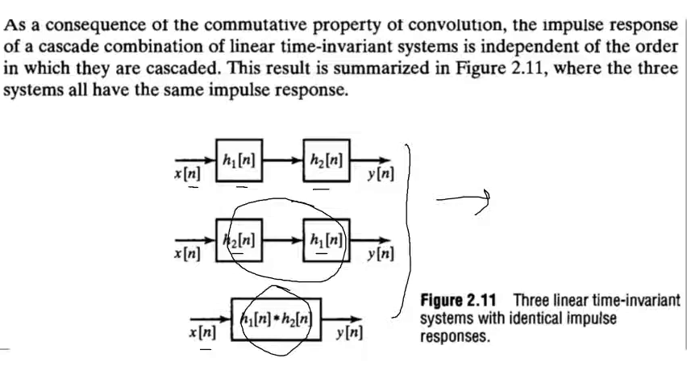This is only possible because we know that h1 and h2 are linear and time invariant. Only then can we reorder them. So all these are examples of cascade, a series system, and then we solve these two in series. So let's move on to the next slide.